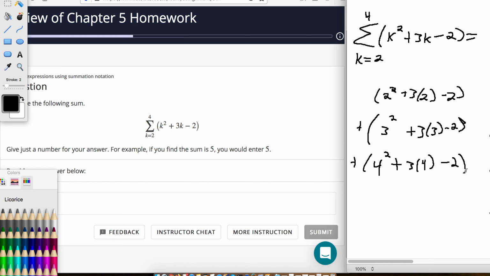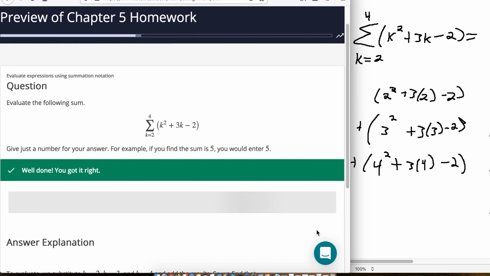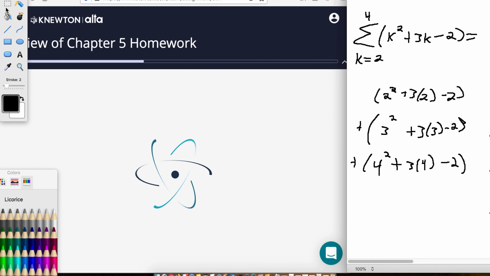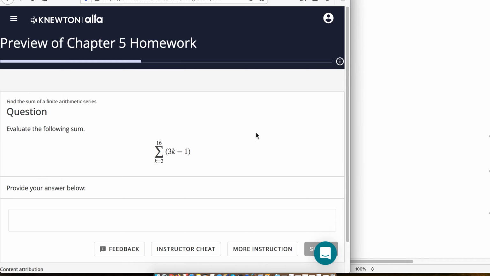Okay, and so that's just a bunch of calculating. Just do it carefully, do the order of operations carefully. You got to do the exponents first. But let's see what else we got from this section. Same thing with this one. I'll let you do that one. That one's from 2 to 16.